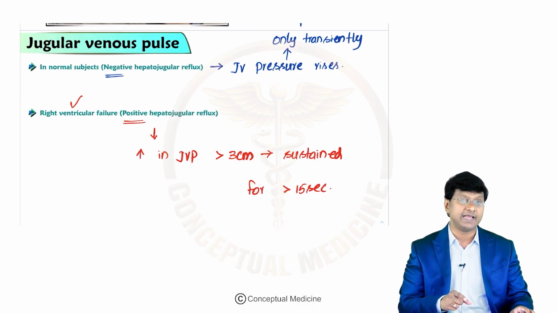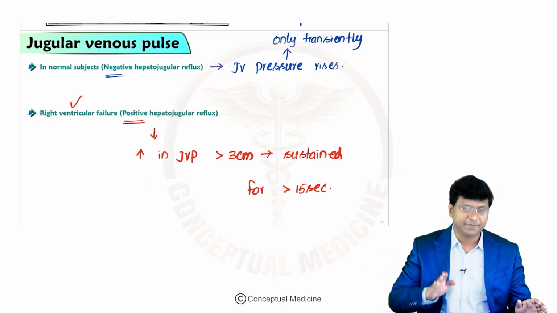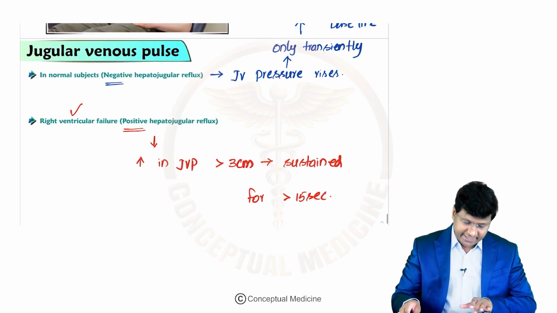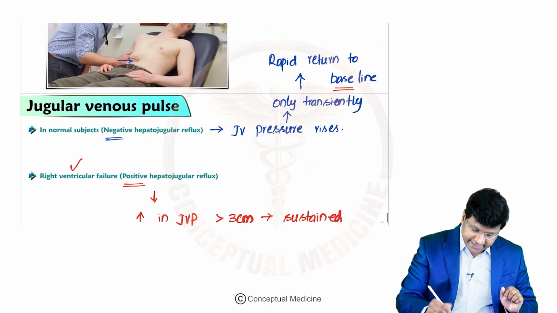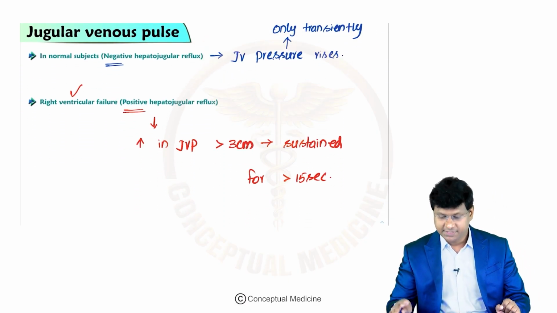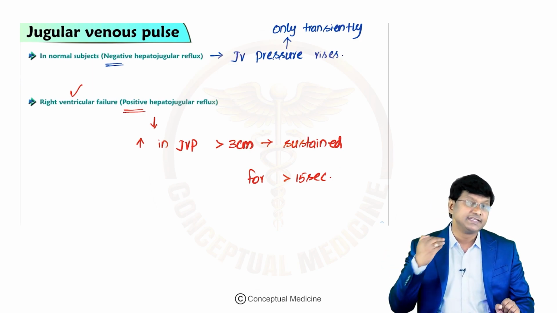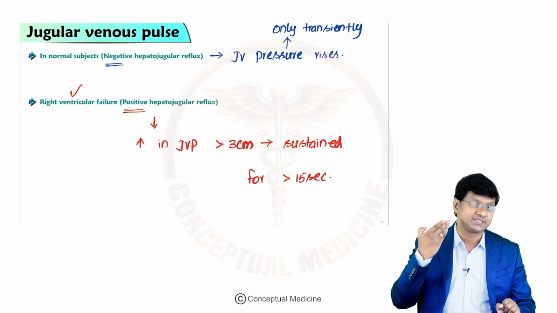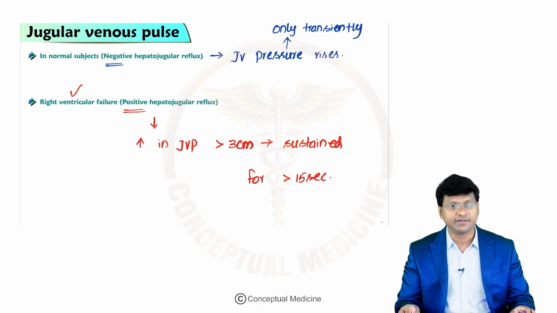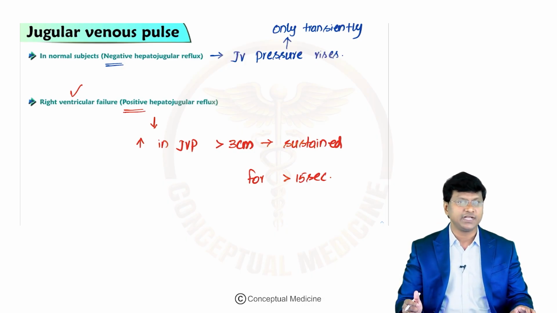In a normal individual, what will happen? When you apply the pressure, the JVP increases. But whenever you remove the pressure, immediately the JVP will return back to baseline. But in patients with right ventricular failure, even upon removal of the pressure from the right hypochondrium, the pressure rise is still sustained for more than 15 seconds. That is your positive hepatojugular reflex.